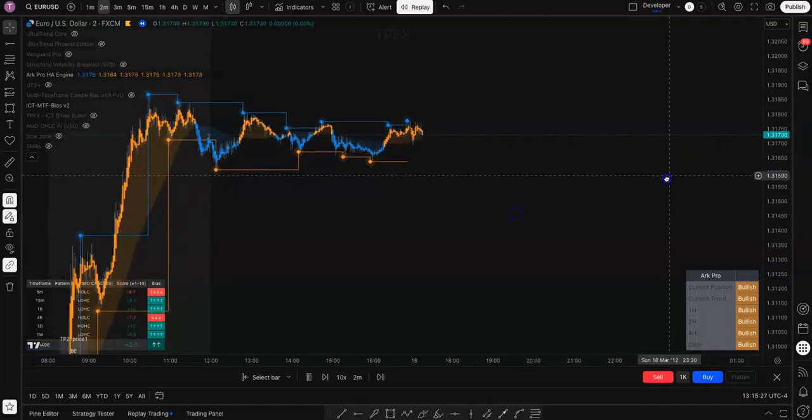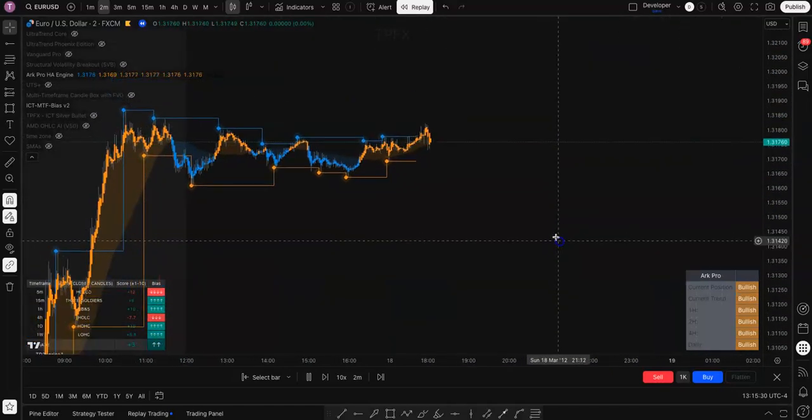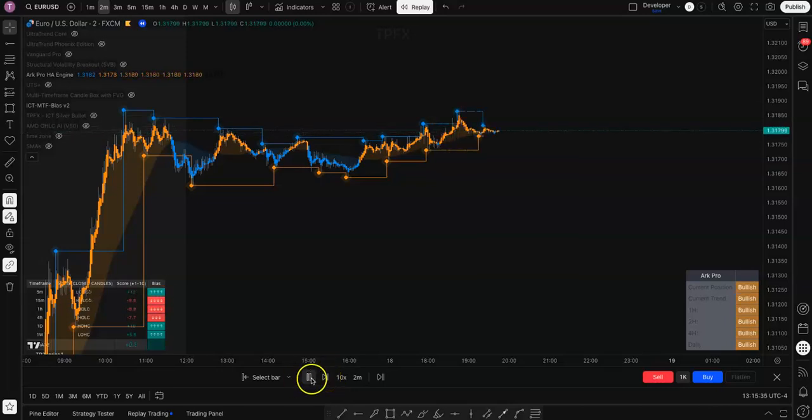I'm just going to continue running like that. I'm not going to look in the past. I'm just going to continue going forward and see if I would have taken a trade or not in the day.